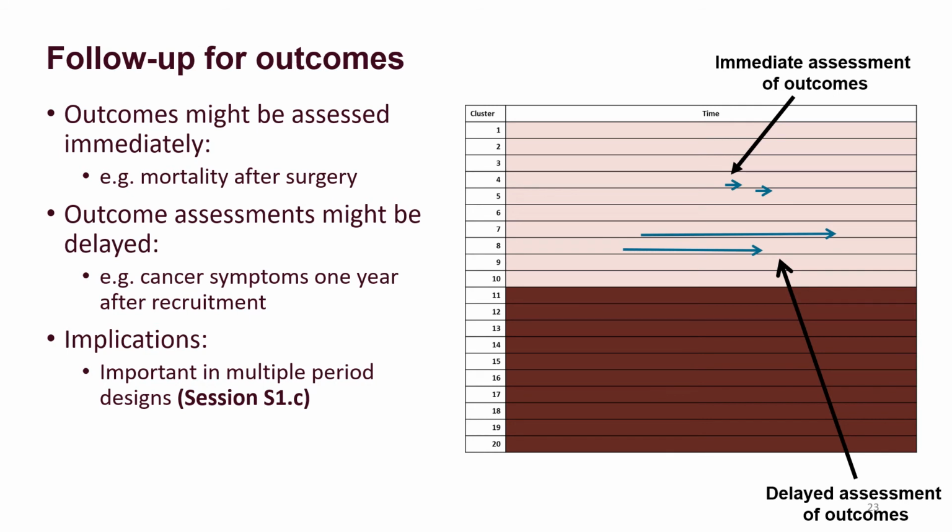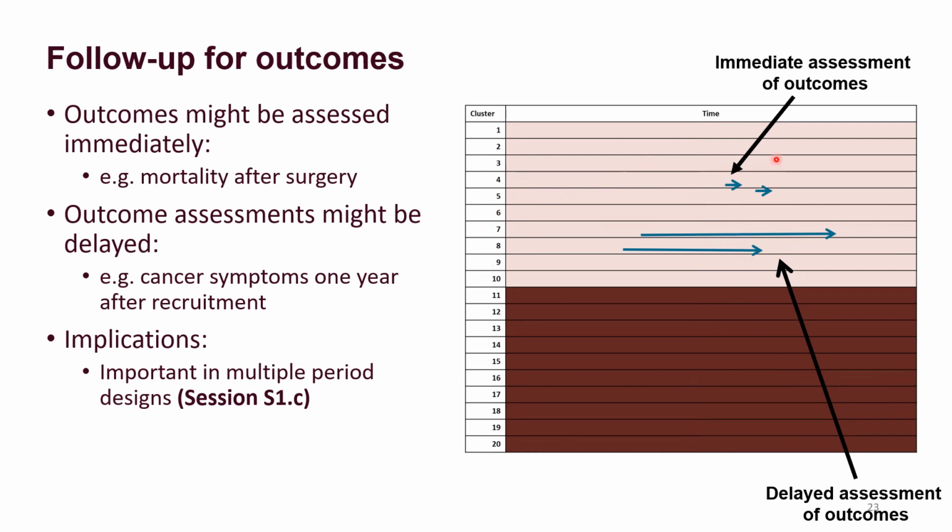Now, it's also important to think about how we might follow up participants for outcome assessments. So it might be the case that outcomes are assessed almost immediately. So for example, mortality immediately after surgery or 30 days after surgery. But there might also be a delay in when these outcomes are assessed. So for example, our outcome might be cancer symptoms 1 year after recruitment. So there may be some sort of delay in our assessment of the outcomes.